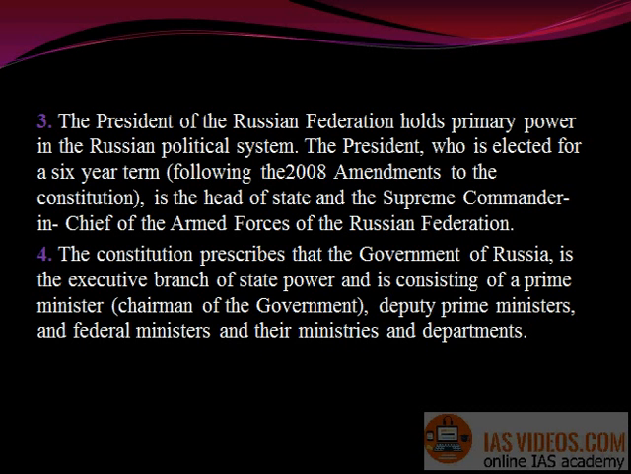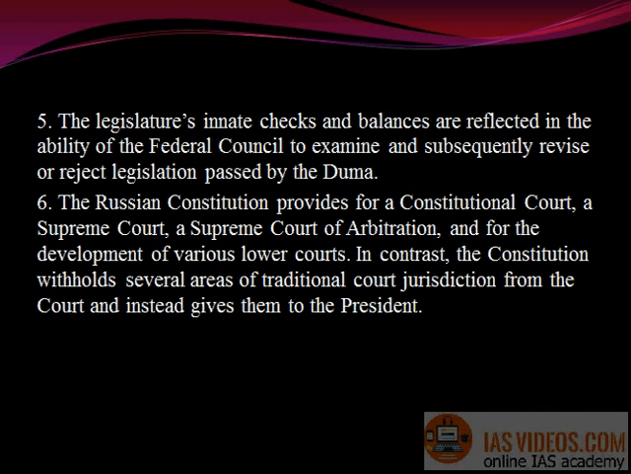The Constitution prescribes that the government of Russia is the executive branch of state power and consists of a Prime Minister, Chairman of the government, Deputy Prime Ministers, and federal ministers and their ministries and departments. The legislature's innate checks and balances are reflected in the ability of the Federal Council to examine and subsequently revise or reject legislation passed by the Duma.